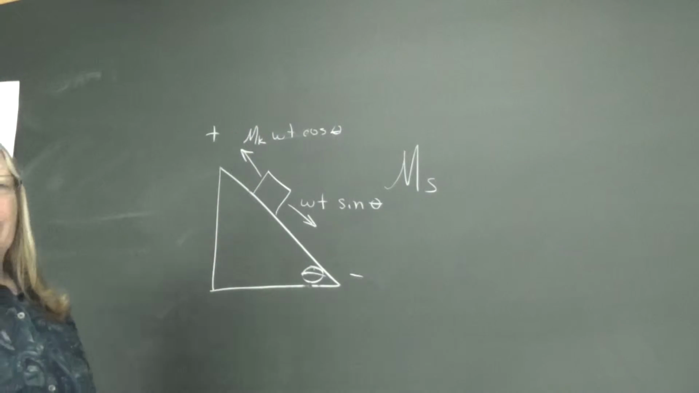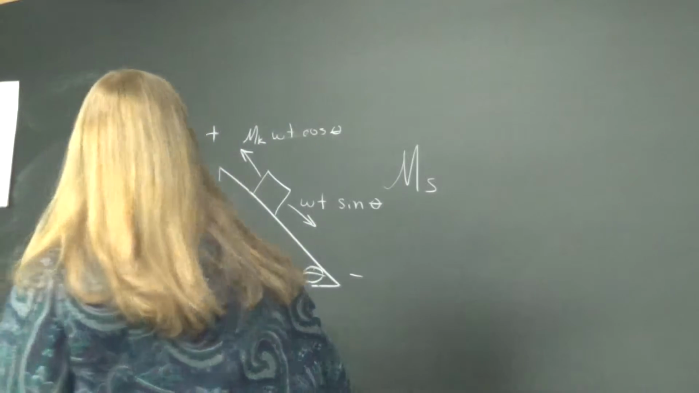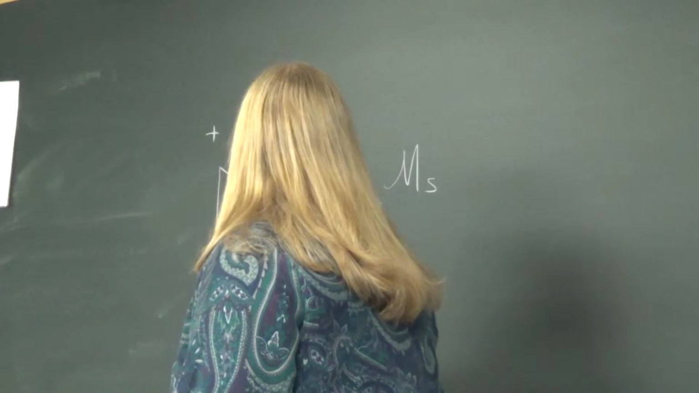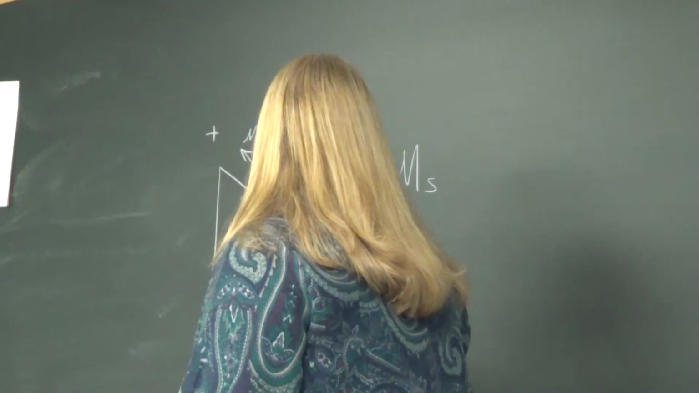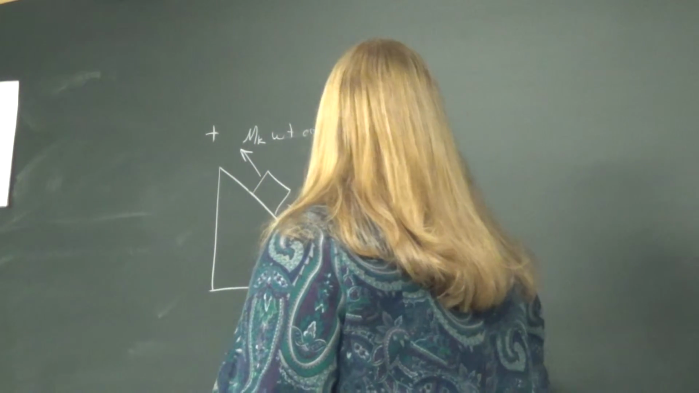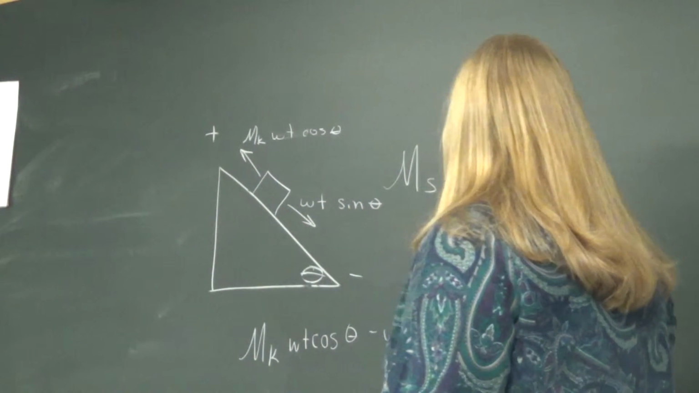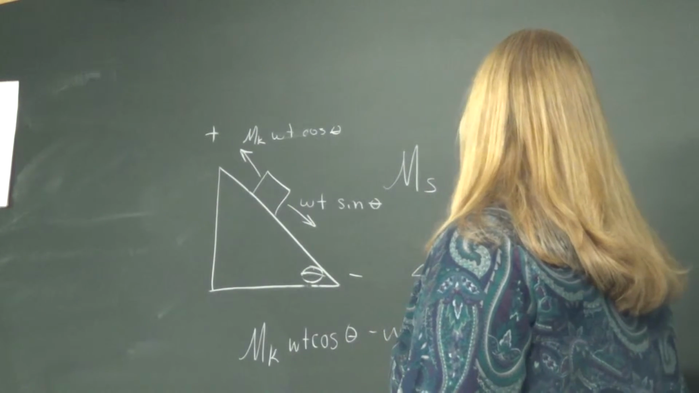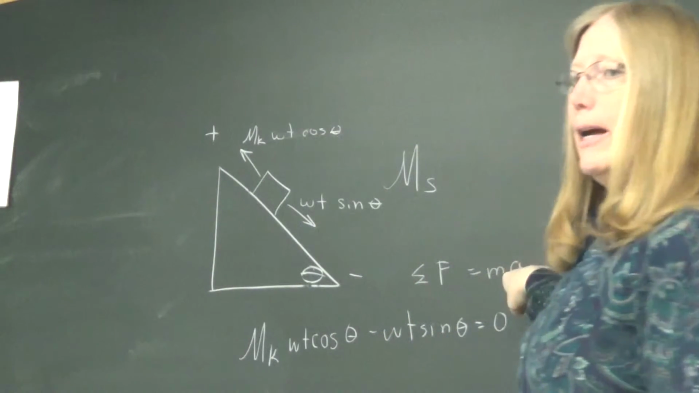If we were adding those forces, and this is already in your notes, so just find it: μ weight cosine theta is positive minus weight sine theta equals 0, because the sum of the forces is ma, but there's no acceleration, the object is still.